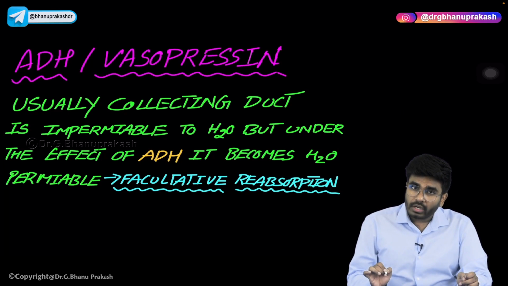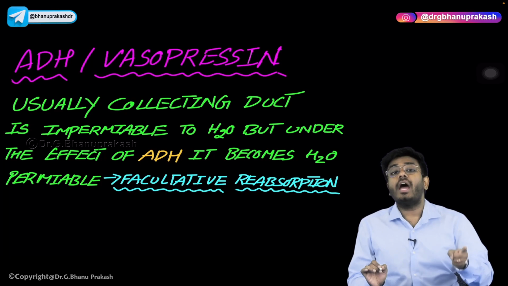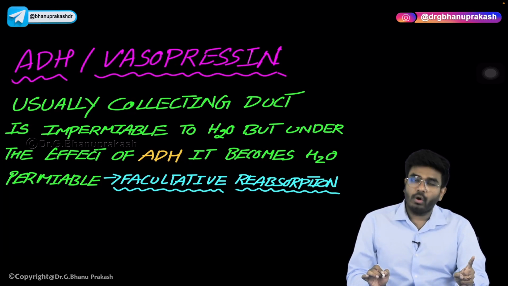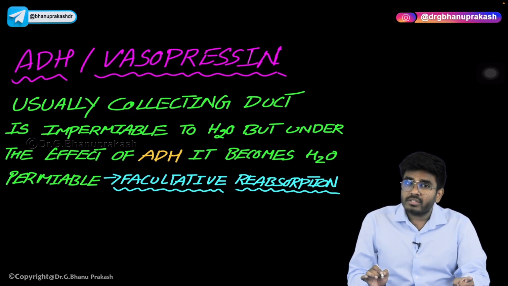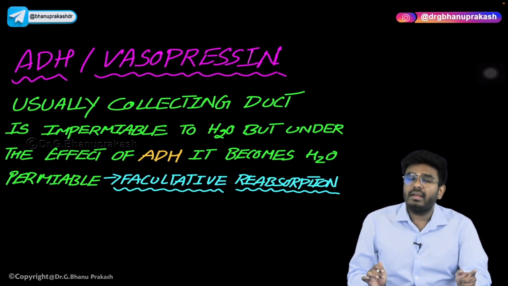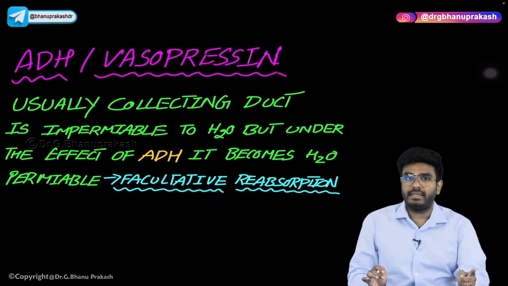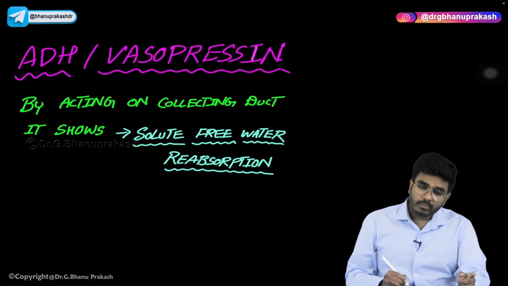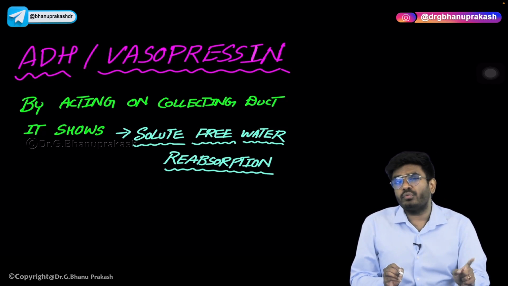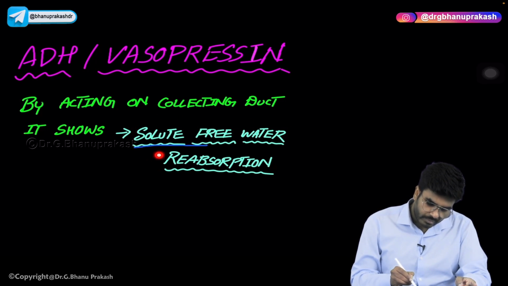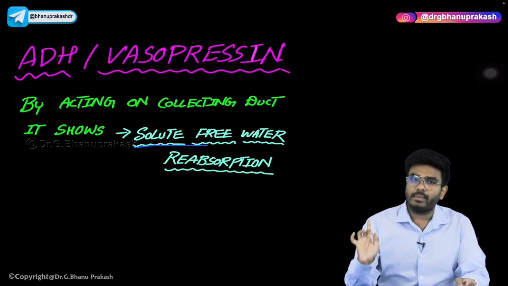What do I mean by facultative water reabsorption? The water reabsorption is dependent on a hormone. Which hormone? Antidiuretic hormone. So it is facultative water reabsorption, because of antidiuretic hormone. In which part of the nephron does facultative water reabsorption happen? In collecting ducts, in principal cells, with the help of aquaporin 2 channels. And is water reabsorption in the collecting duct solute free water reabsorption or solute dependent water reabsorption? It is solute free water reabsorption. There is no sodium reabsorption, only pure water is getting reabsorbed.